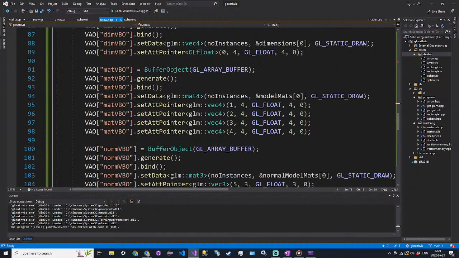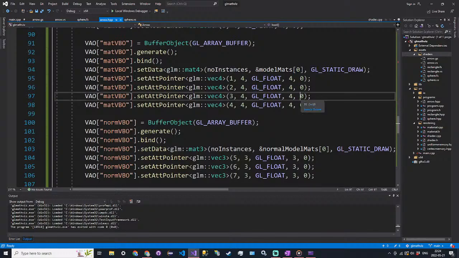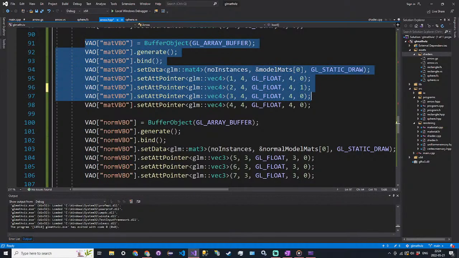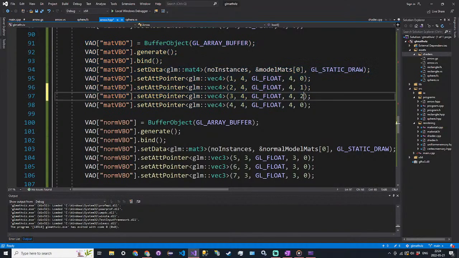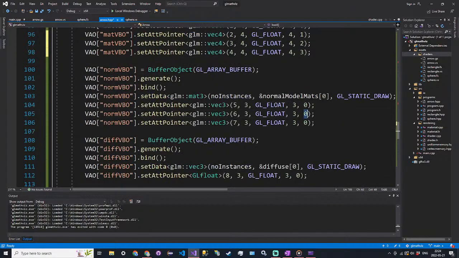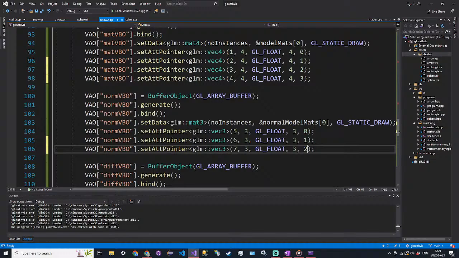Aha. I have found the problem. These need to be offset by some value. So the attribute pointer for the second vector needs to be offset by 1 GLM vec4. This is in the VBOs for the matrices, so we just need to increase the offset by 1 every time. It offsets by 1 GLM vec4 to get to the next column. And then the same thing for the model matrix. So 0, 1, 2, 3, and then 0, 1, 2.